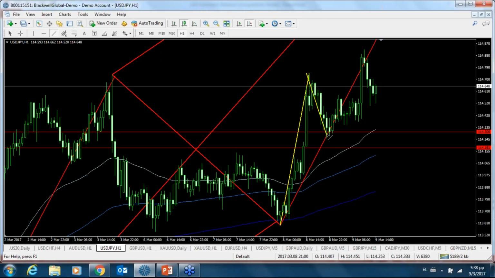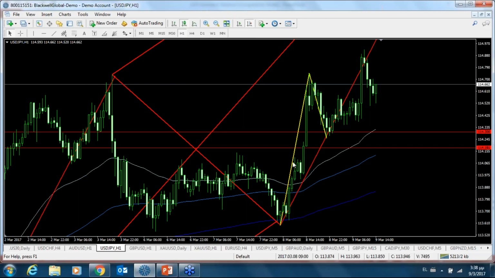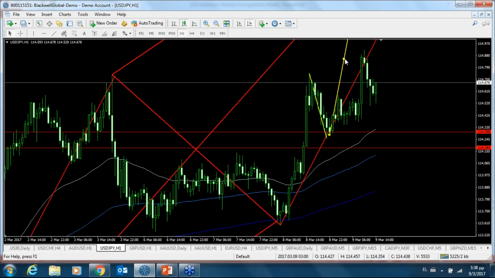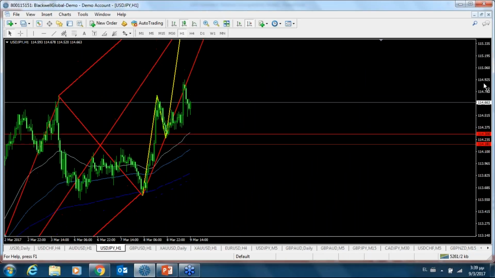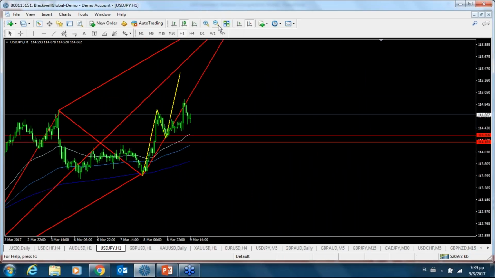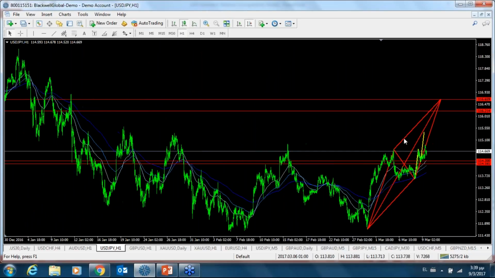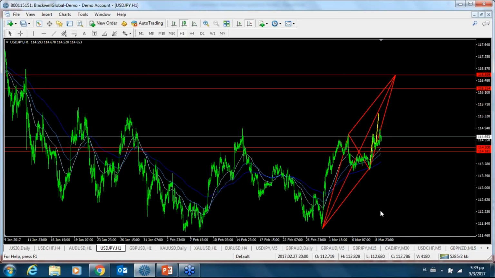So I'll just mark that A to B, B to C now, sorry, and then you are projecting your AB equals CD all the way up there. Okay, I'll just reduce the size a bit, and let's go all the way up there, right? And let's reduce that. As you can see, you've got that big move, okay, that bigger ABCD is projecting there, but then you've got a smaller ABCD that I've just drawn in yellow projecting there.